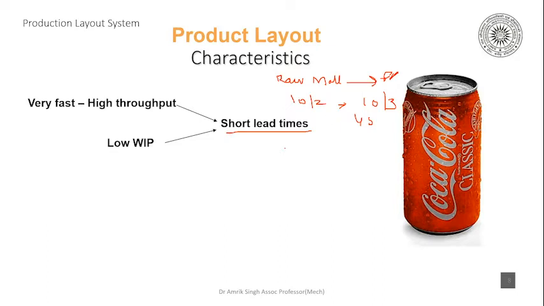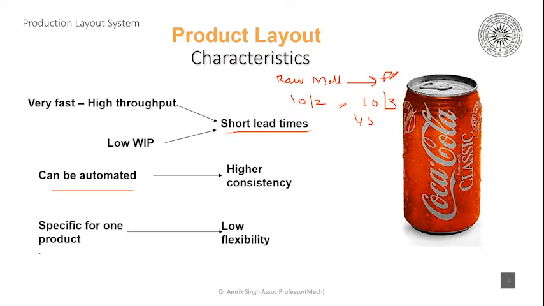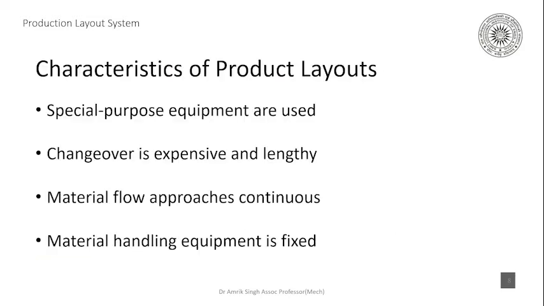That means faster throughput. And it is also there for the product which can be automated. That means it should have consistency, and it is specific for one product. That means the flexibility is very low. Suppose we are making this Coca-Cola can bottle, and if we want to shift it to the glass bottle, we cannot produce it on that same plant. So the flexibility to change is very low.